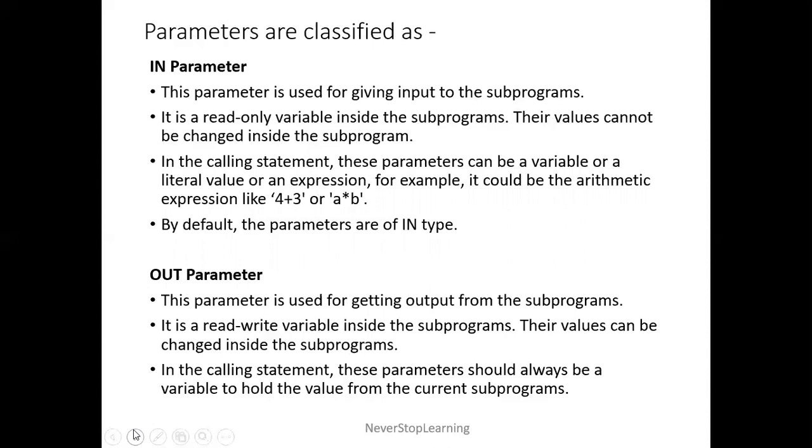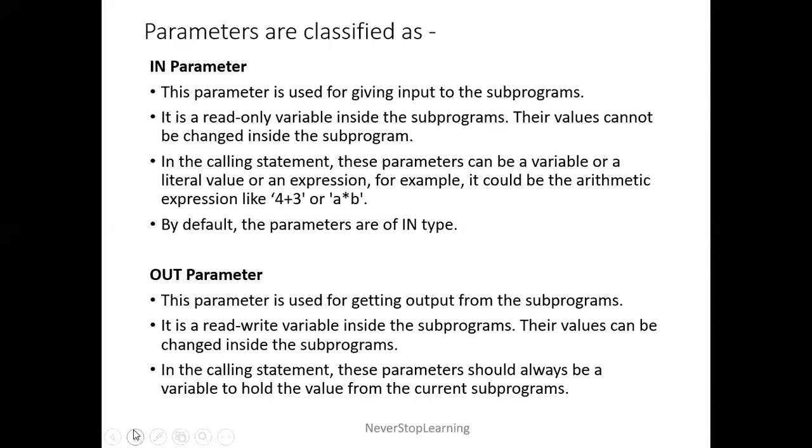This parameter is used for getting output from the subprogram, as its name implies. It is a read-write variable inside the subprogram. The value can be changed inside the subprogram. So when we are using an out parameter, we can read it, and it will also send us the value. In the calling statement, this parameter should always be a variable to hold the value from the subprogram.